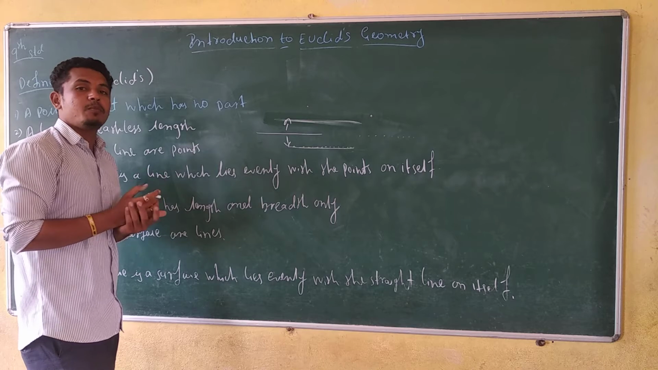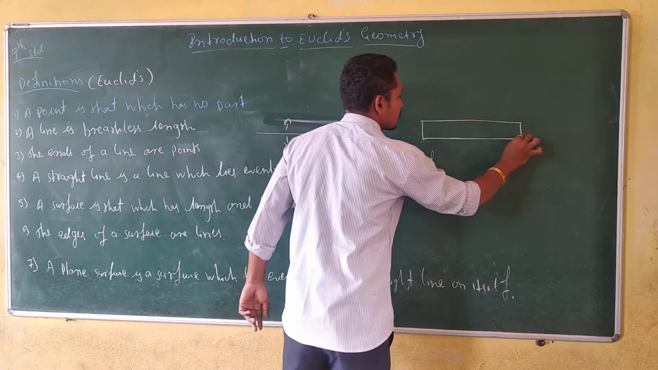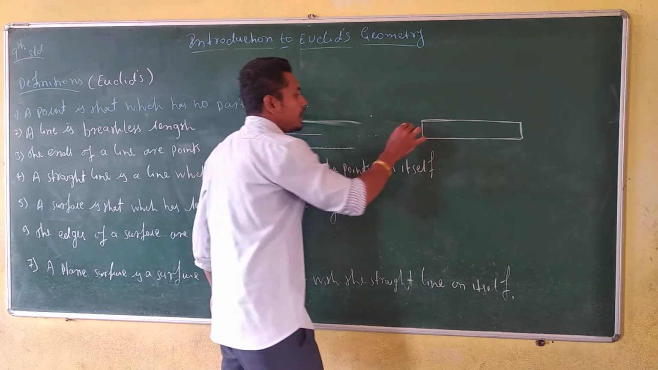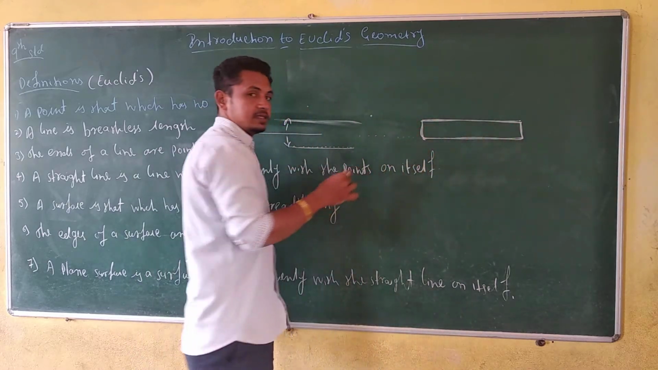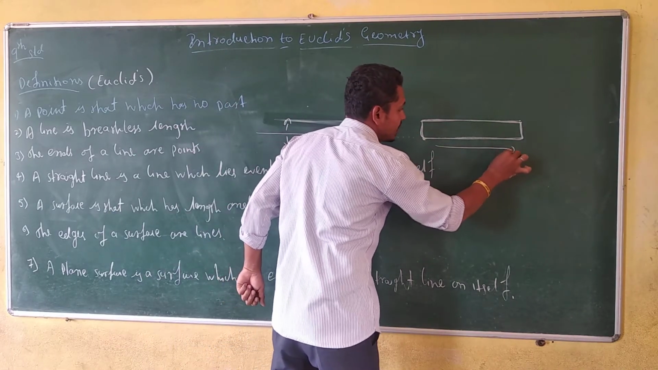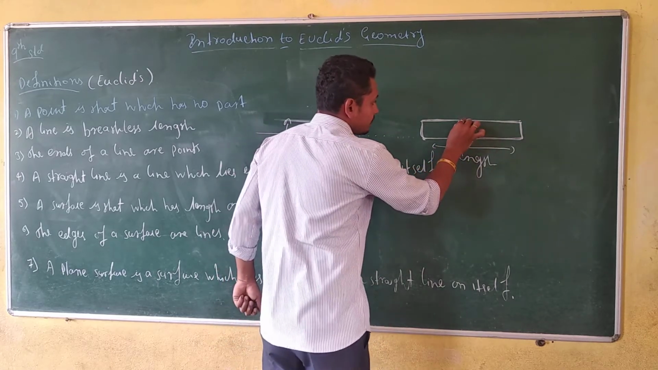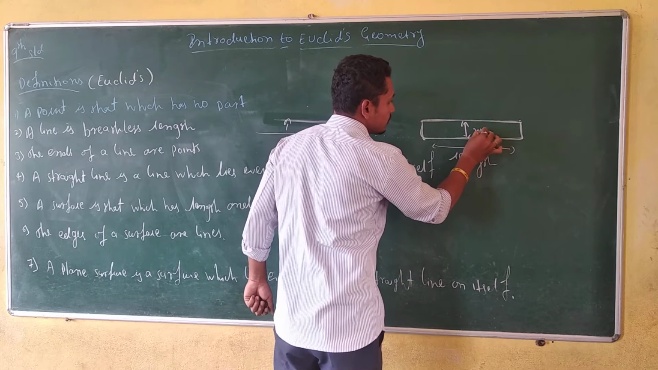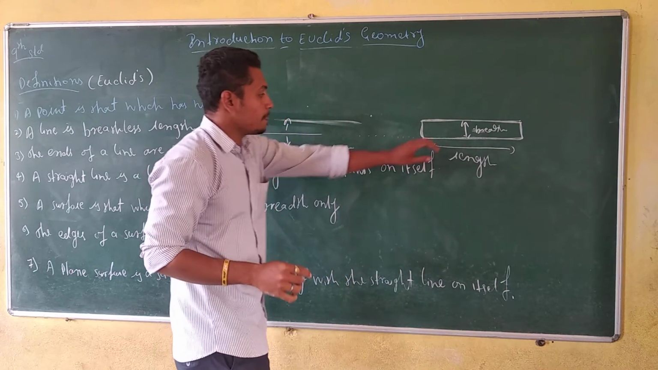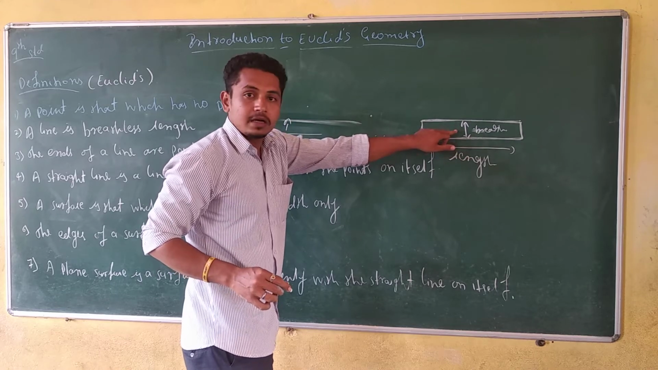And what is an example of breadth? See here, this is one rectangle, or consider it one duster. The duster's length is this, and this part is the duster's width or breadth. So this is the length of the duster and this is the width of the duster.